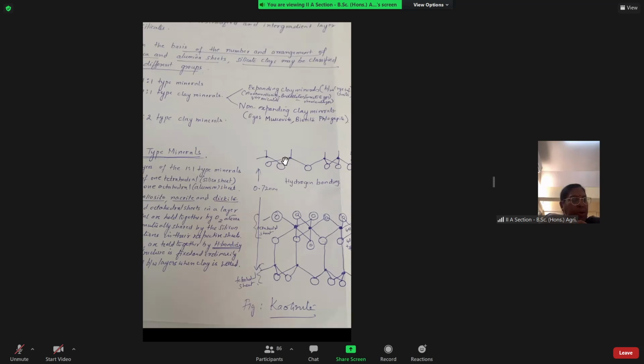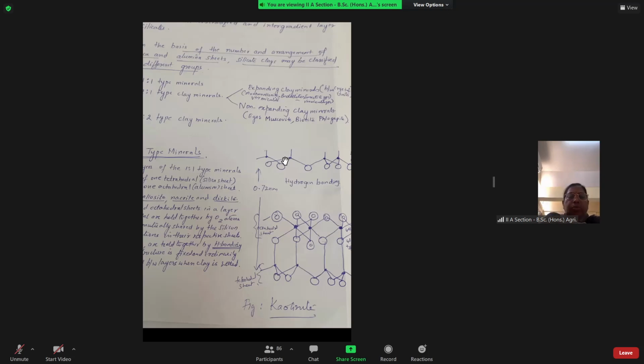Okay. So 2:1 type of minerals. Here it has one octahedral sheet between two tetrahedral sheets. And among these 2:1 type of minerals, we find a further classification as expanding type and non-expanding type of 2:1 minerals. Examples of the expanding type are smectite and vermiculite. Non-expanding are muscovite mica and biotite mica.